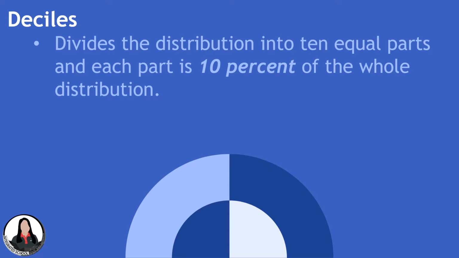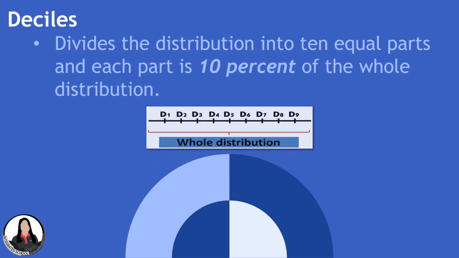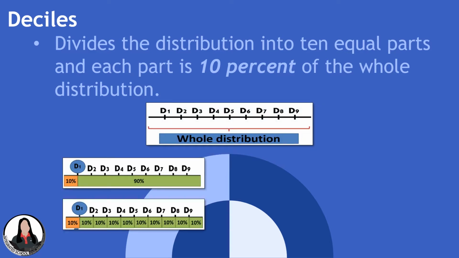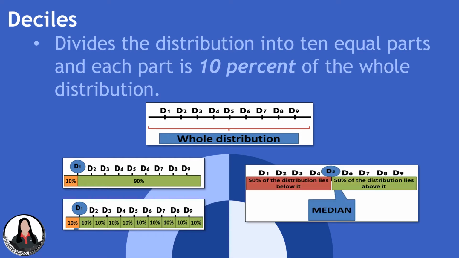The second type of quantile is deciles. Deciles divide the distribution into 10 equal parts, and each part is 10% of the whole distribution. Since the distribution is divided into 10 equal parts, the first decile, as illustrated in the figure, means that the lowest 10% of an arranged distribution falls under the first decile. Thus, the lowest 10% lies below it while the upper 90% lies above it. So this concept applies to all the positions under decile.